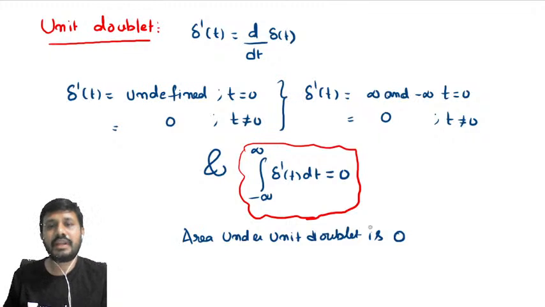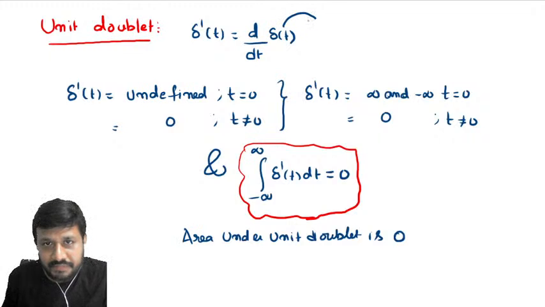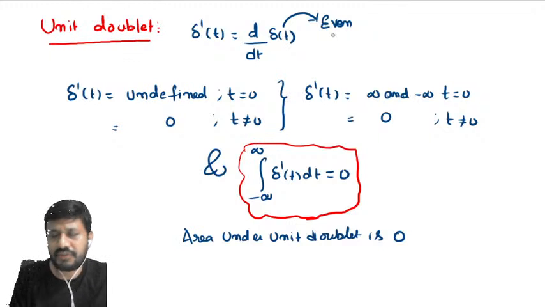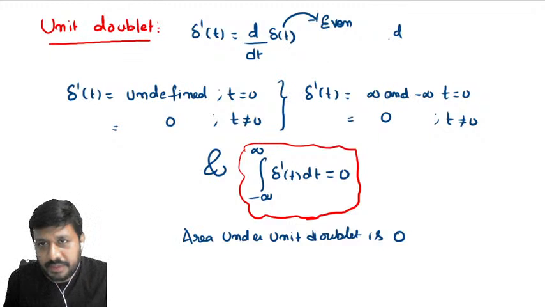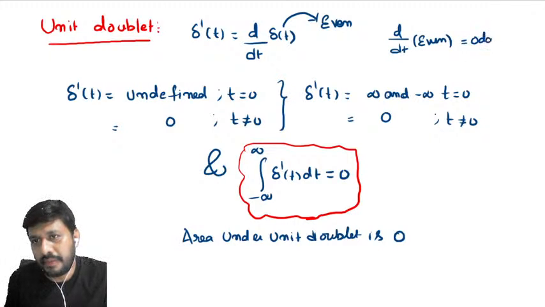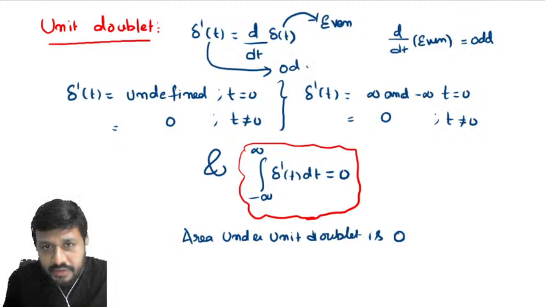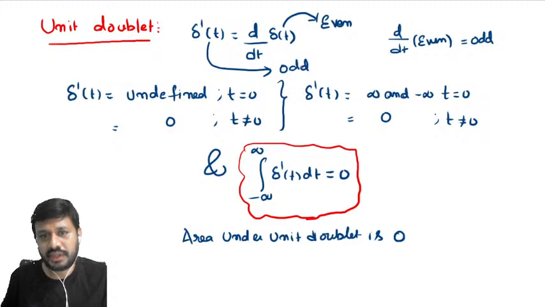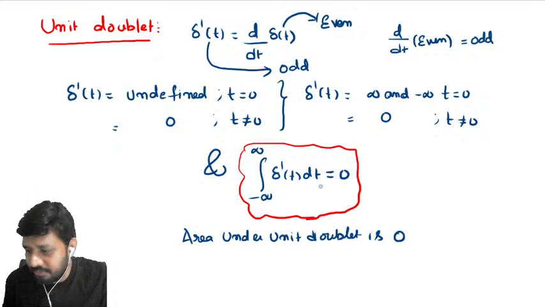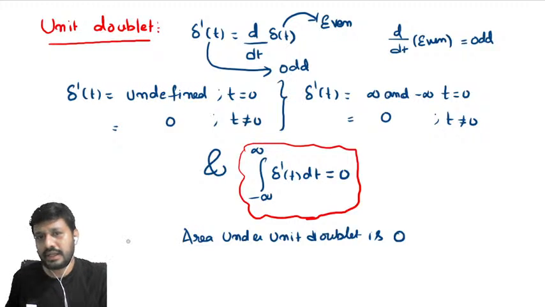Right? And we can say one thing: impulse signal is an even signal. Detailed analysis of even and odd signals we are anyway going to have, and we have one statement that if you differentiate an even signal, we get an odd signal. So what kind of signal is unit doublet, even or odd? It is an odd signal. And area under an odd signal is 0. Always remember, area under an odd signal will be 0.